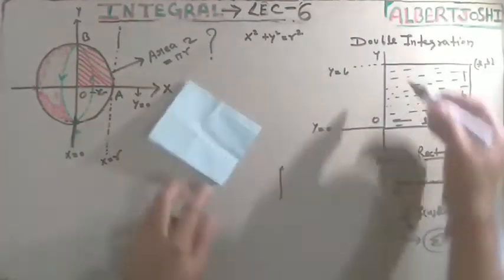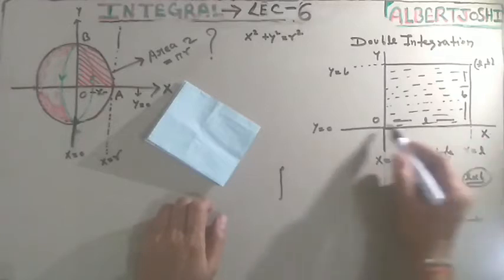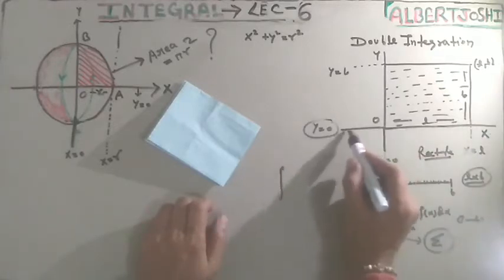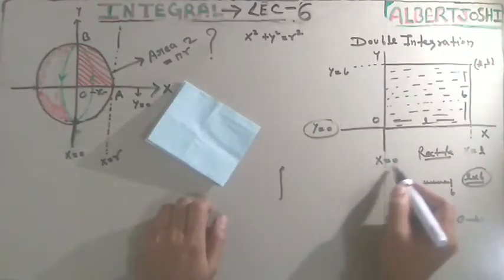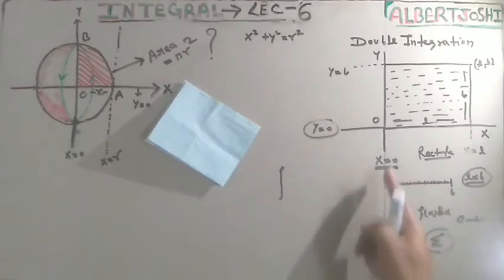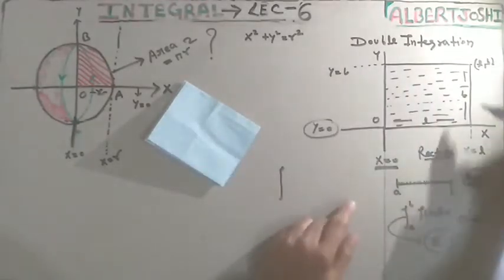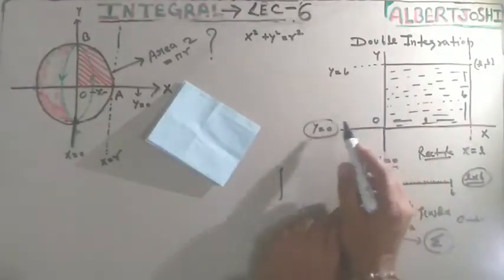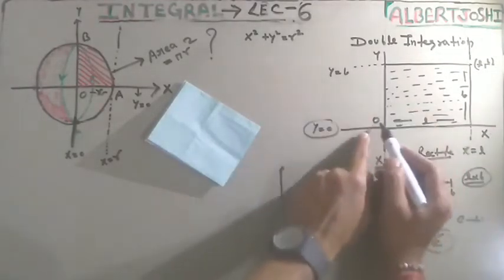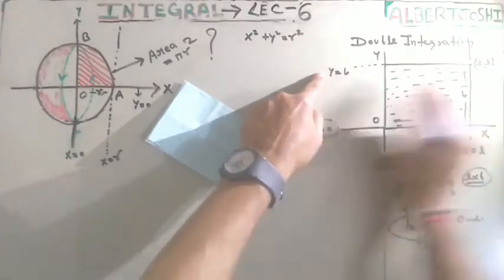Here you must note that this is the y-axis and this is the x-axis. On the x-axis, y is equal to 0, so its line name is y is equal to 0. The y-axis has the line name x is equal to 0. After this distance L, the line name is x is equal to L. Now this line is y is equal to 0, then after the length b, this line name is y is equal to b.